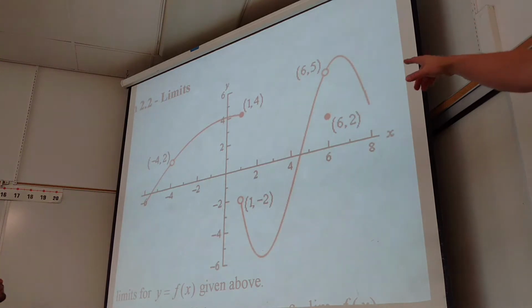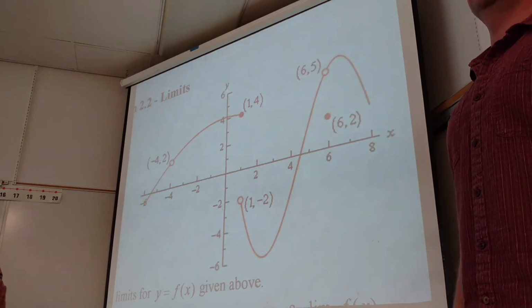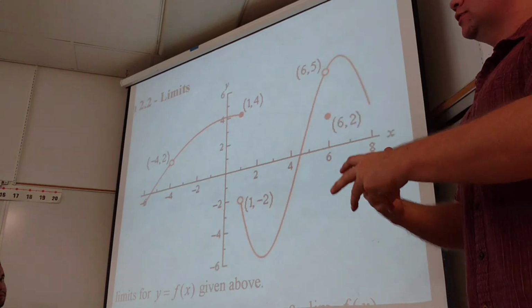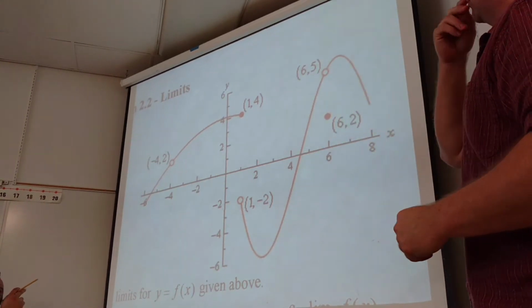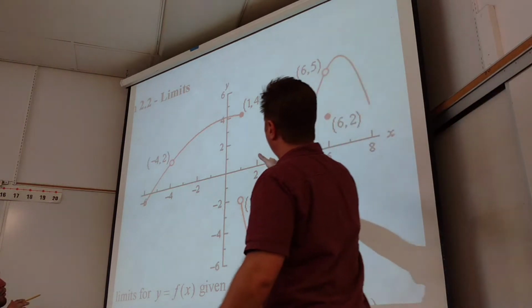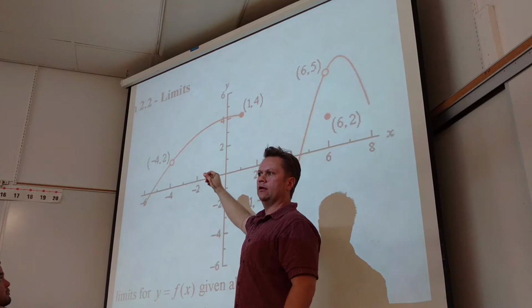Where would you say this thing is discontinuous? Where would you say that this graph is not continuous? Give me one point where it's discontinuous. 1 to 6? Or 1? Yeah, at 1. Okay, so at 1, this bad boy is definitely not continuous.